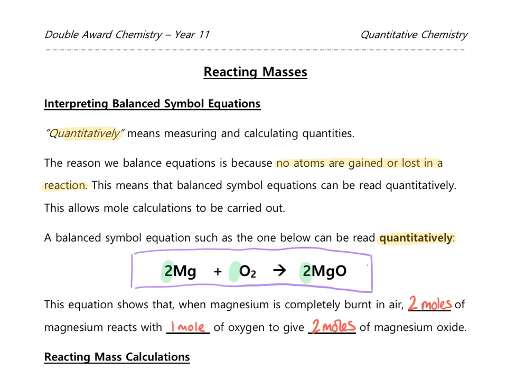What we want to say from this part of your notes is that we can read a balanced symbol equation quantitatively, but it's quantitatively in terms of the number of moles. So if I was given a particular mass of magnesium that I was reacting, I could work out the theoretical mass of magnesium oxide that would be formed. But I can't just bring the mass across my equation. I've got to bring the number of moles. And that's where our reacting mass calculations come in.